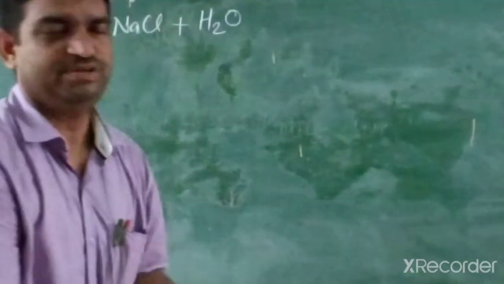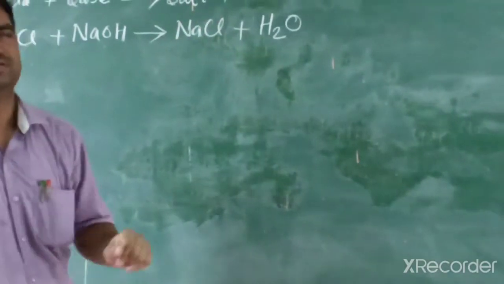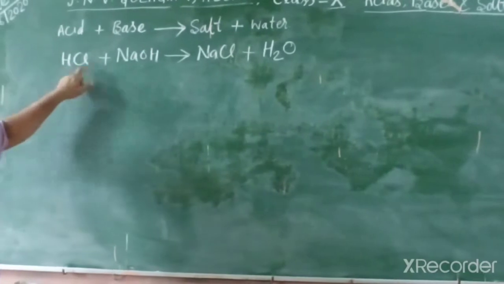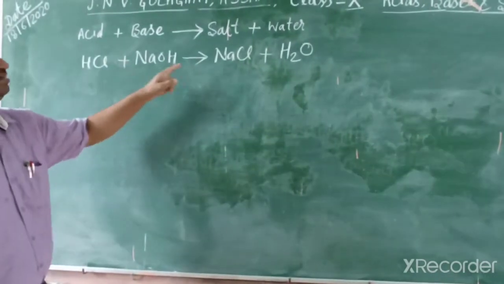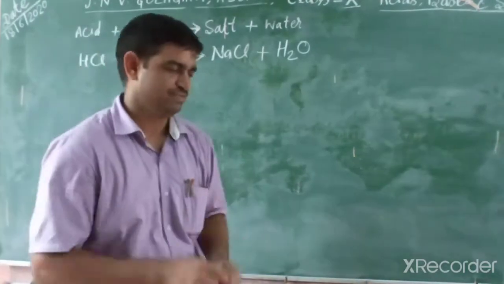And how can we explain acid and base? They form salt and water. We write only a general example: HCl and sodium hydroxide react and form sodium chloride and water. We will explain this by an activity.